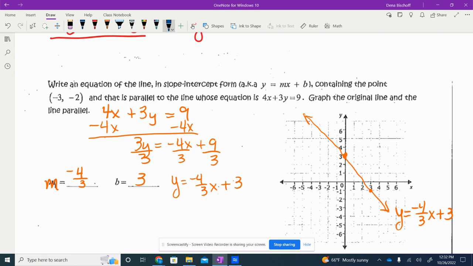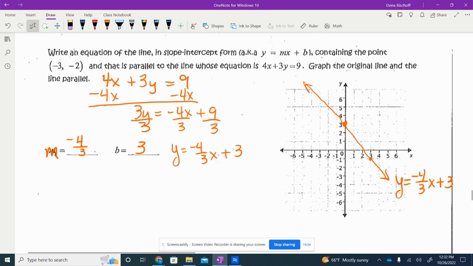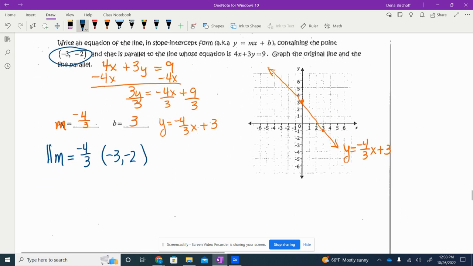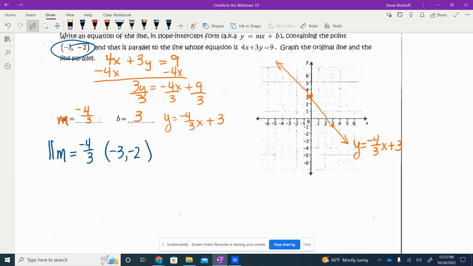So still doing parallel lines, still talking about parallel lines. So what's my parallel slope going to be? Negative 4/3. And what point am I going through? What point is this line passing through? Negative 3, negative 2. Okay. Abigail, do you feel like you can write an equation in point slope form for this line? Okay, do it up.